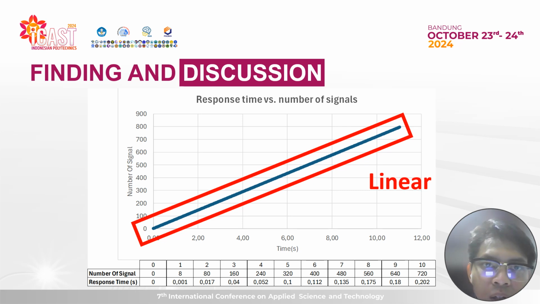The number of signals indicates the quantity of incoming signals. Response time is the amount of time it takes for the output signals to react to the input. We can see the graph on the presentation clearly exhibits a linear or proportional relation. This demonstrates that the output signal's response is precisely proportional to the quantity of input signals.